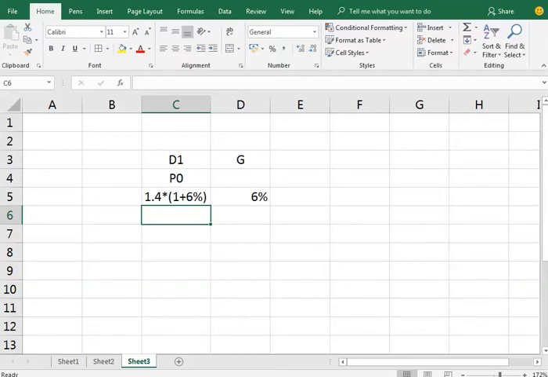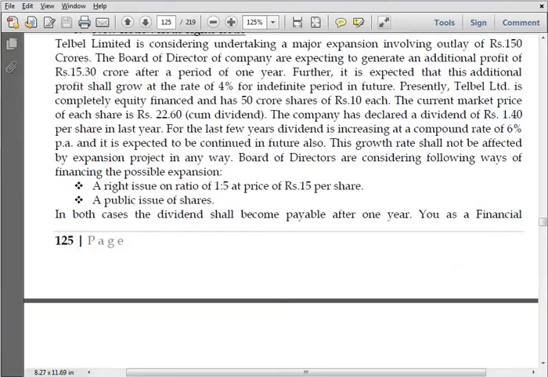22. Read it again. What is the current market price? Is it 22.6? It's not 22.6. 22.6 is the price of share plus dividend. We learned this in the earlier dividends analysis. So theoretically, in a few days, the share price will fall by the amount of dividend. So it will fall by 1.4. So the share price is not 22.6. The share price is 22.6 minus 1.4.